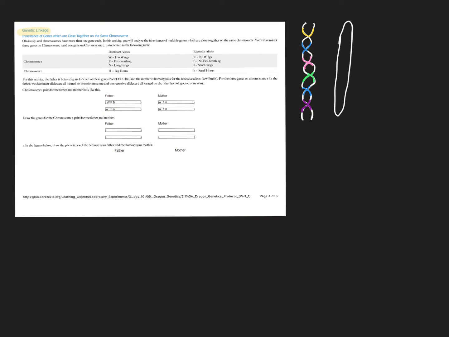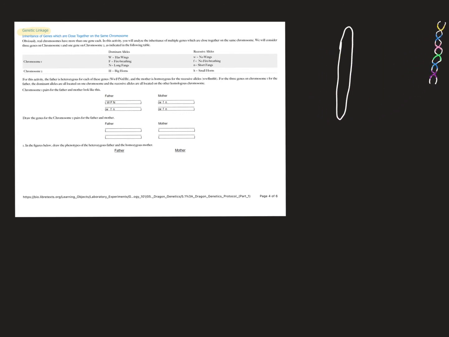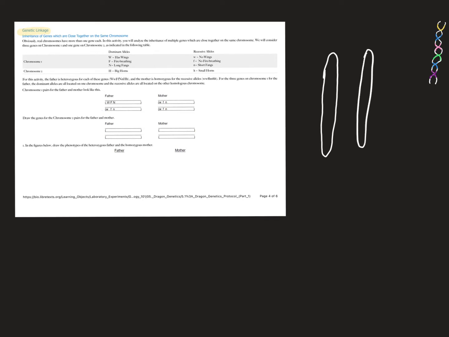In this drawing here, you only have these lines, and in your activity you have popsicle sticks. But always remember, we're talking about this double helix, this polymer of DNA. And of course, each chromosome, you have two chromosomes, one from mom and one from dad. You got one of your chromosomes from your mother, and you got one of your chromosomes from your father.